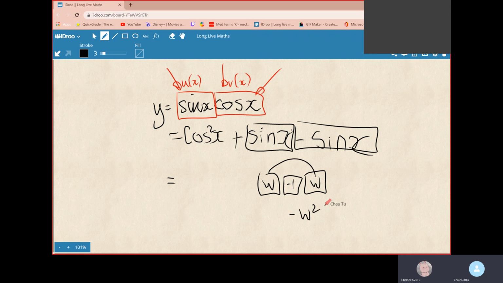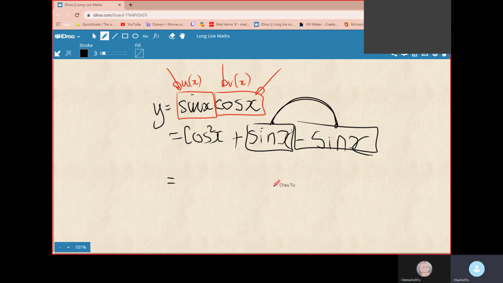Can you not see it, Chelsea? Wait, what? I'm so confused. Well, you got two blocks being multiplied together. That becomes minus W squared, Chelsea. Wait, I don't get it. Okay, how would you simplify this? They're being multiplied together. Combine the W's, so that would be negative W squared.